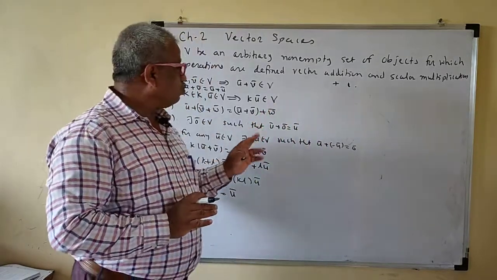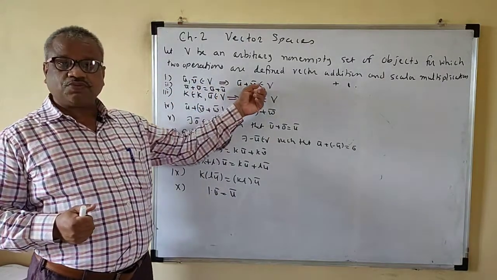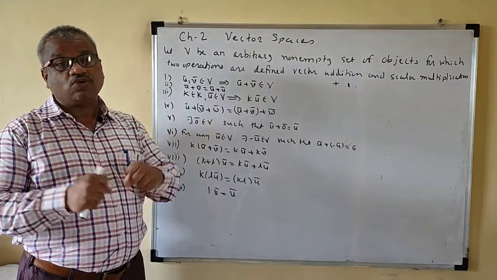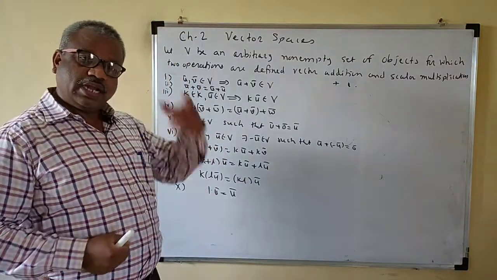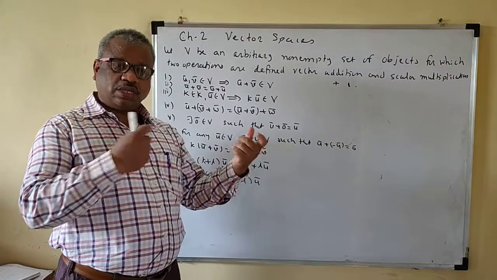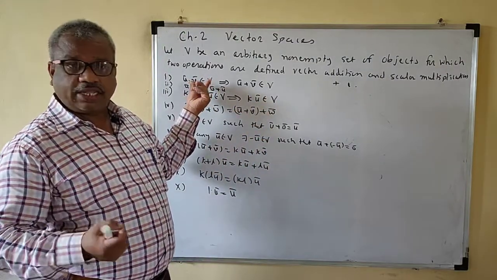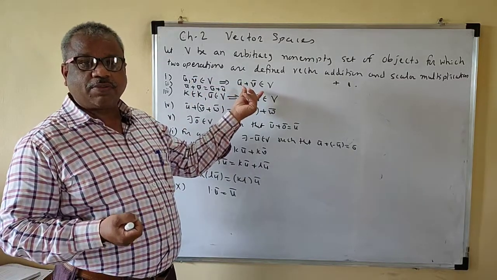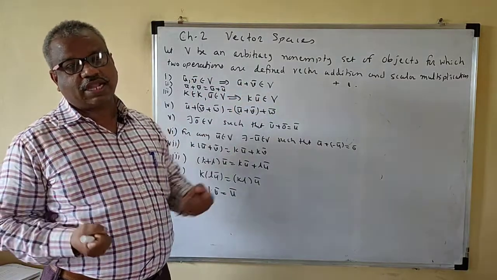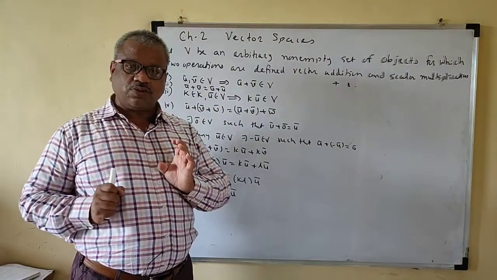If for any u bar, v bar belonging to V, u bar plus v bar belongs to V, that means V is closed with respect to addition. V is closed with respect to addition means: take any two vectors from V, and their addition is also in V. If u bar plus v bar is in V, then V is said to be closed with respect to addition. So V should be closed with respect to addition.